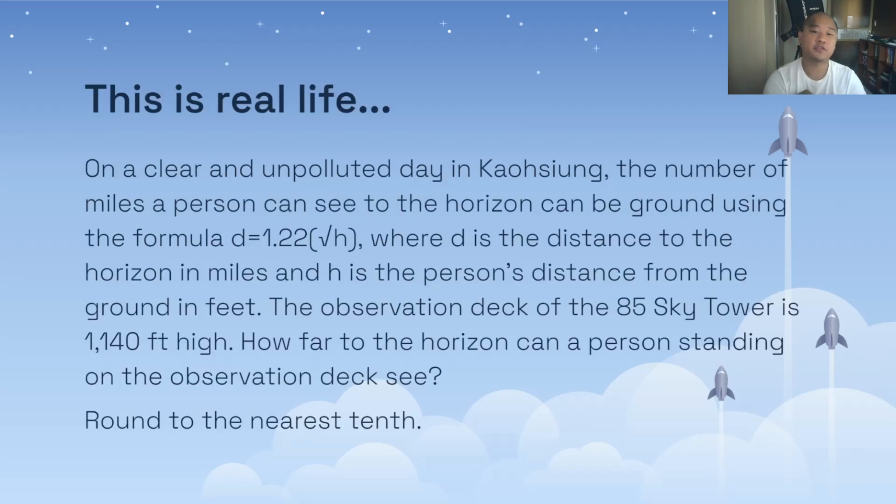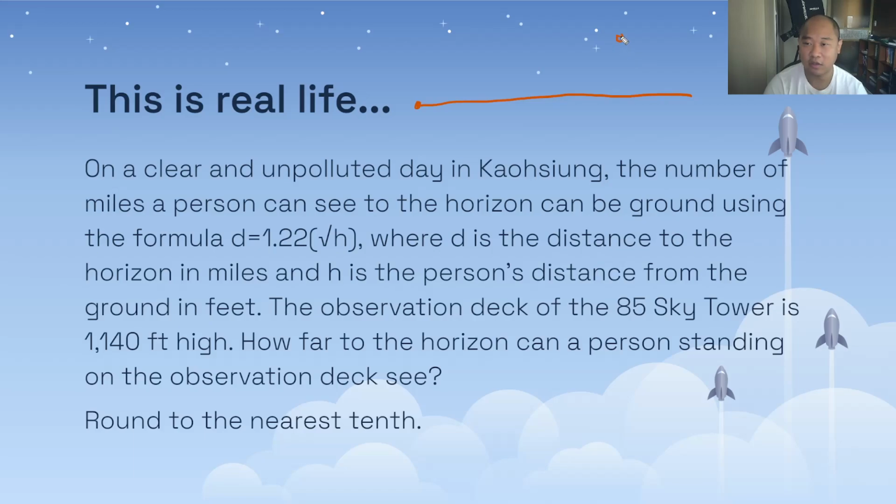A real life example. On a clear and unpolluted day in Kaohsiung, the number of miles a person can see to the horizon is the farthest point you can see. For this example, we're just going to assume that we're talking about a flat area, not a place with a bunch of hills or mountains. The farthest that you could see to the ground, this is the ground, you can use this formula. D equals 1.22 times square root of h, where D is the distance to the horizon.